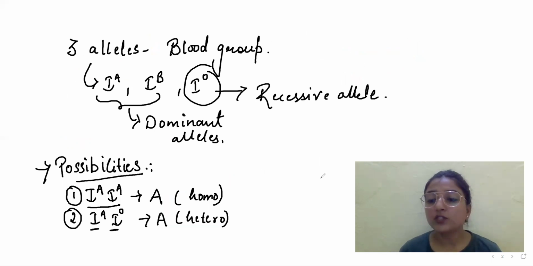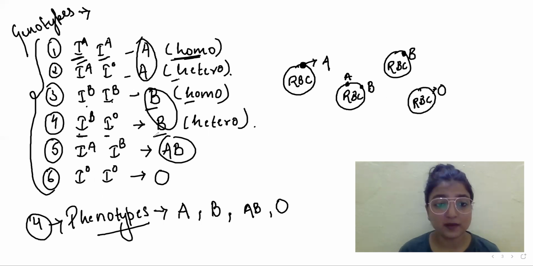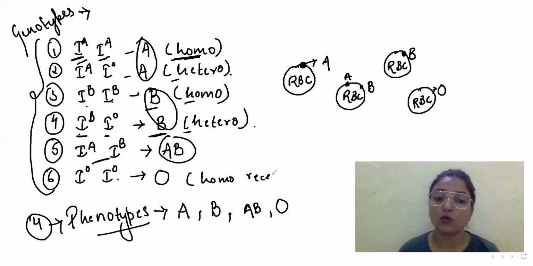Now the possible genotypes are IAIA, which is homozygous because both alleles are dominant. IAIO is heterozygous. IBIB is homozygous, which gives B blood group. IBIO is again B blood group, but heterozygous. IAIB gives AB blood group, and IOIO gives O blood group. Again, this is homozygous recessive.